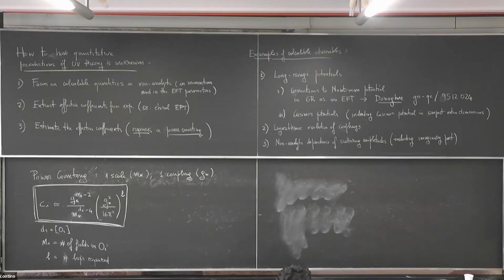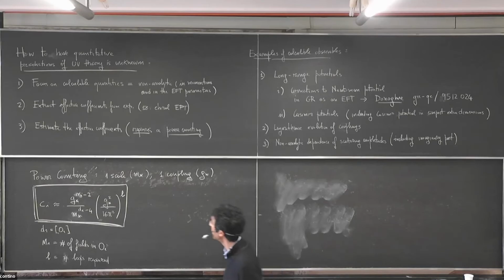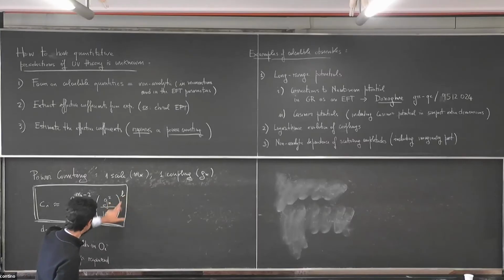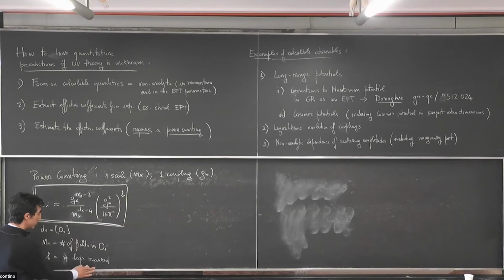There was another question. Hi, thanks. This is a bit of a naive question, but does the number of loops required just mean the number of loops required to make good predictions? Sorry, say it again. Does the number of loops required just mean the number of loops required to make reasonable predictions? In number three, on the very bottom of the board, L is the number of loops required. So this is the number of loops required to generate the effect.